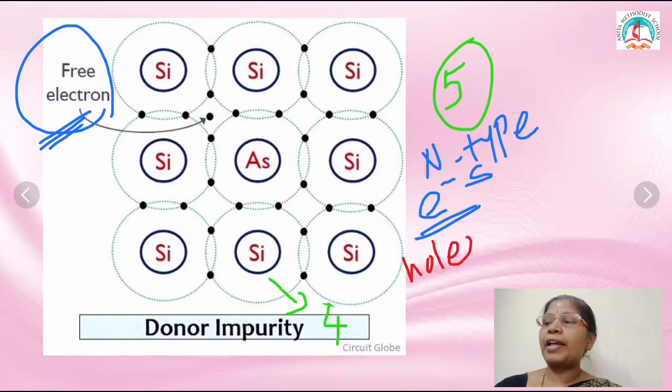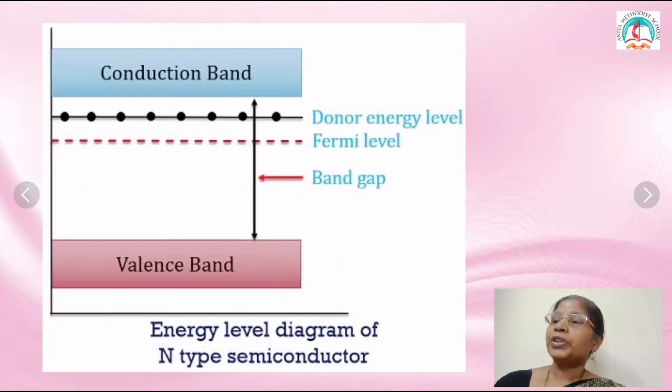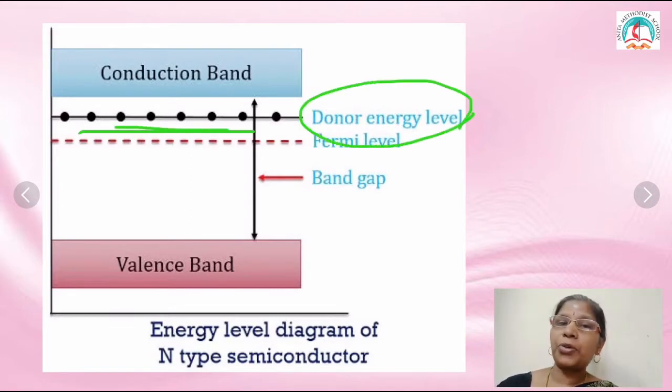So in an n-type semiconductor, the current is produced with the help of electrons. Remember it. Now, all the electrons form an energy level. That energy level is a donor energy level, because it donates the electron to the next one. See the donor energy level: in which side? In the forbidden energy gap side, near the conduction band.